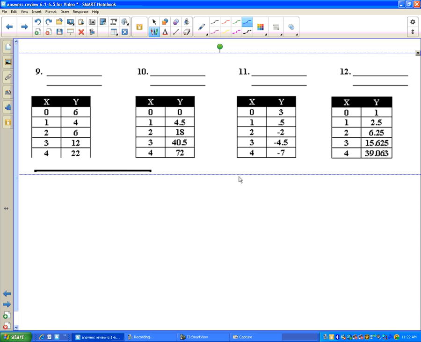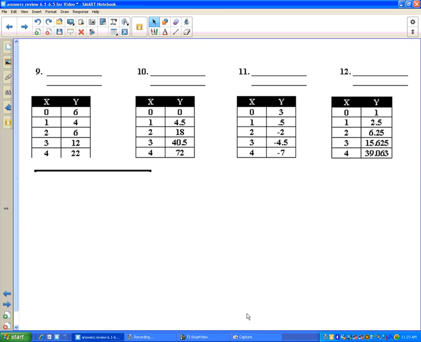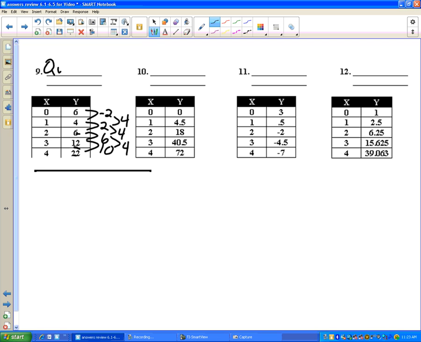So again, I'm going to start with my differences. Excuse me, 22 minus 12 is 10. 12 minus 6 is 6. 6 minus 4 is 2. 4 minus 6 is a negative 2. My second differences. 10 minus 6 is 4. 6 minus 4 is 2. 2 minus a negative 2 is 4. All of these are 4. So that tells me that it's quadratic, since my second differences are the same.